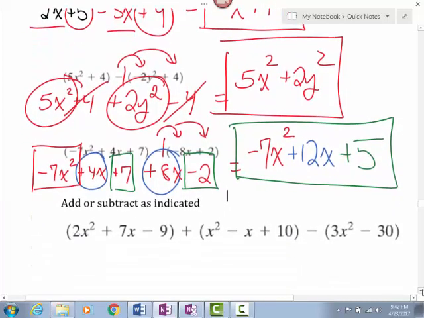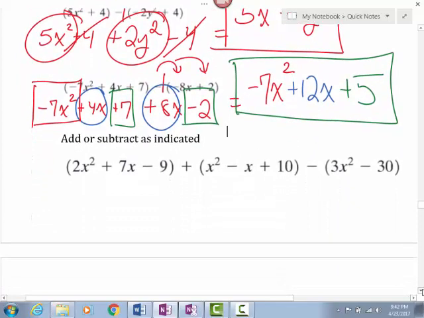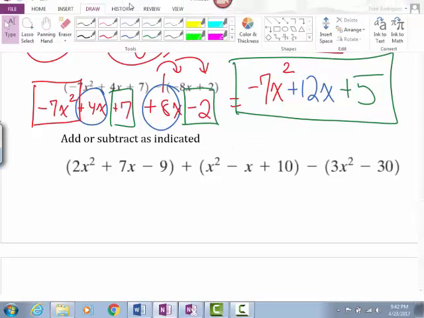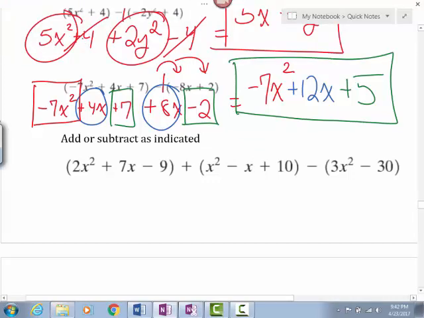So let's take a look at this next problem down here. And it says to add or subtract as indicated. So often when we're doing these sorts of problems, it can be a little confusing because we have so many parts to this thing. So typically what I tell my students is pretend that this part here wasn't there. Okay? Suppose that was my problem.